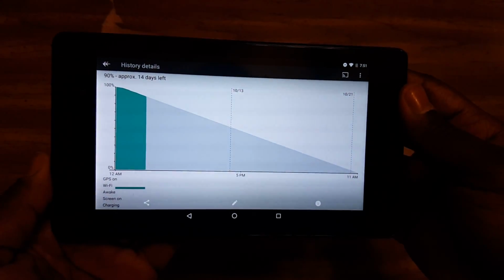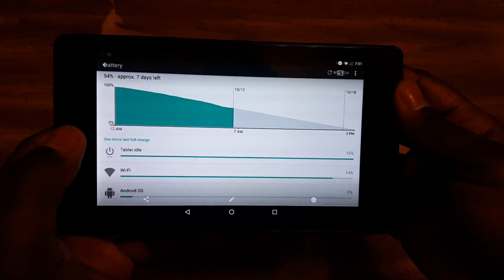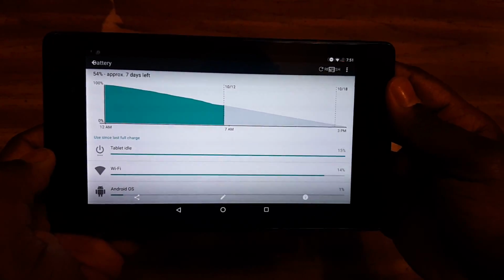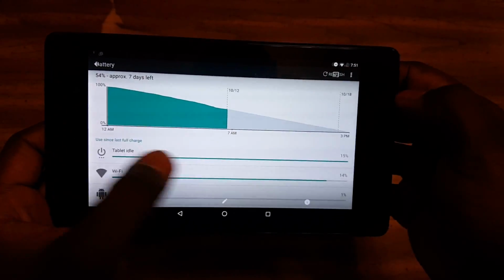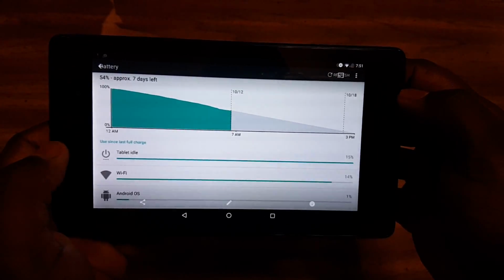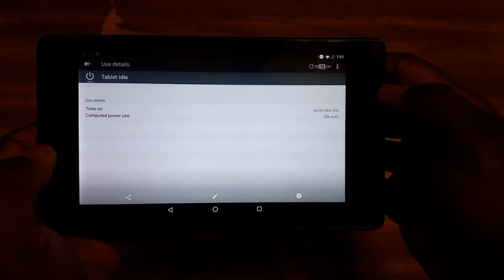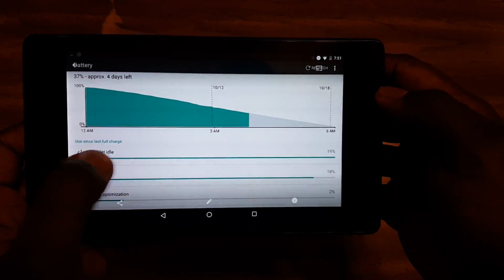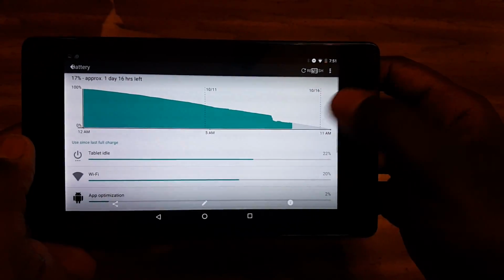All right, so here we go, 90%. And it says it has 14 days left. This is 54%, it says I have 7 days left. And this is on the 12th, all right? I mean, this is crazy. This was 6 days and 38 minutes on. 7 days, I'm at 37%. That's at 8 days. We did actually cut it on.